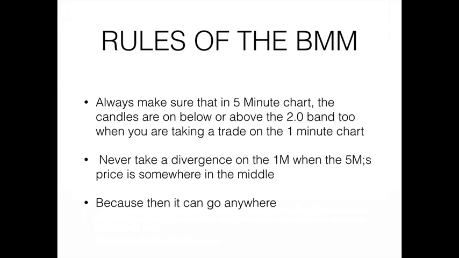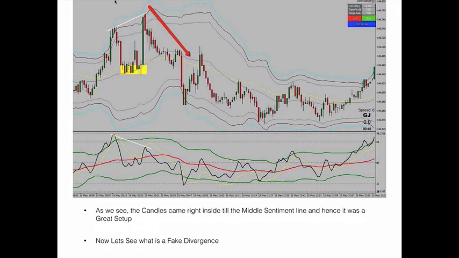Okay, never take a divergence on the 1 minute when the 5 minute price is somewhere in the middle. So that is what you need to pay attention to. What I mean by that is, let's pretend this is a 5 minute chart, and you are seeing a similar divergence setup on a 1 minute chart. What you have to do is make sure the candles are somewhere here, I mean on 2.0, 2.5, 2.3, somewhere here, not in the middle.